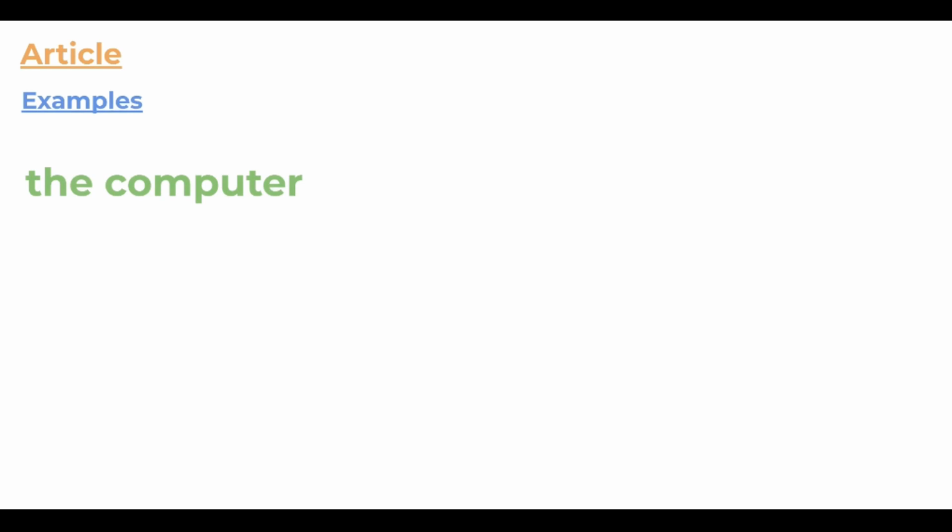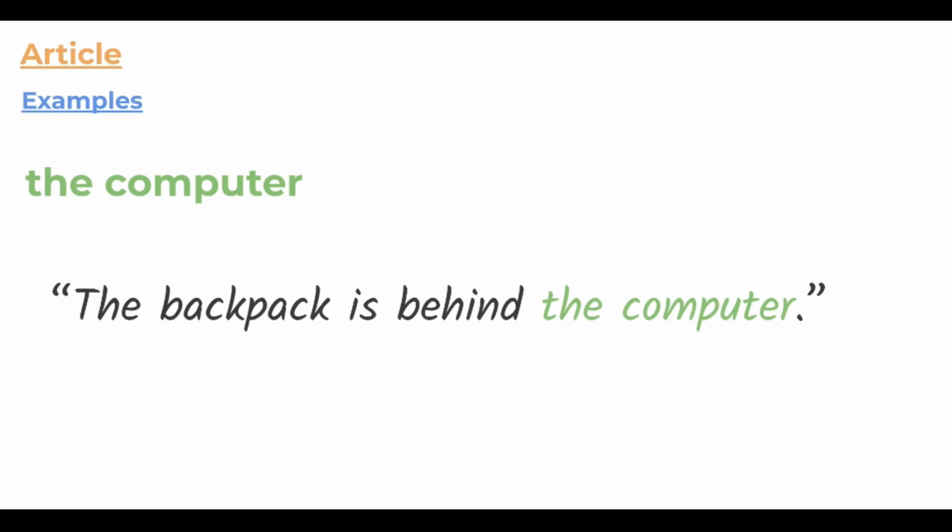Okay, another example then, the computer. So we've used the definite article here. The backpack is behind the computer. We've actually got 2, the backpack as well as the computer. So we know both the backpack and we know the computer. In this situation, maybe it's ours, maybe it's one of our family members or friends. We're all aware of the 2 nouns here.